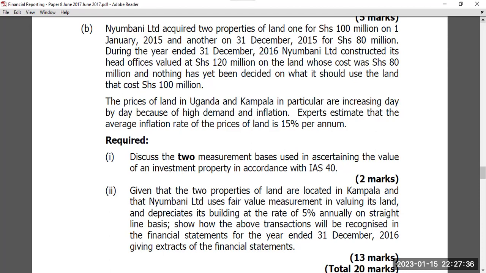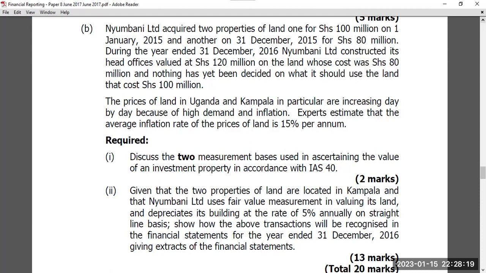Then we look at this land 1, the remaining land. This land 1, we are seeing that it was acquired on 1st January 2015 at 100 million. But we are seeing that the purpose of this land is not yet decided. So if the purpose is not yet decided, it's assumed that that land is going to be used for capital appreciation.